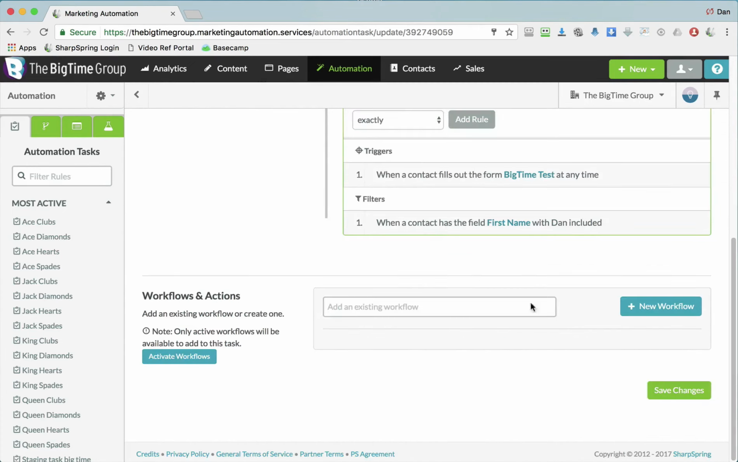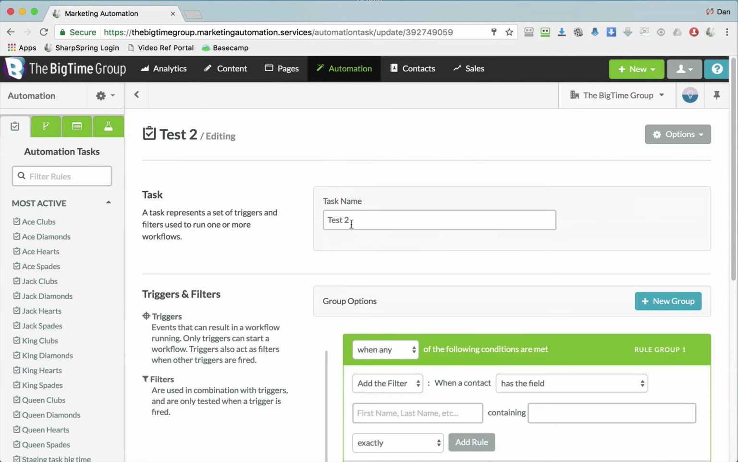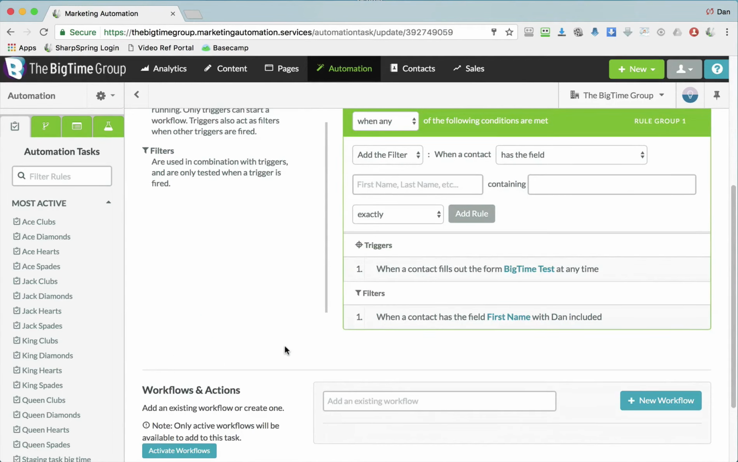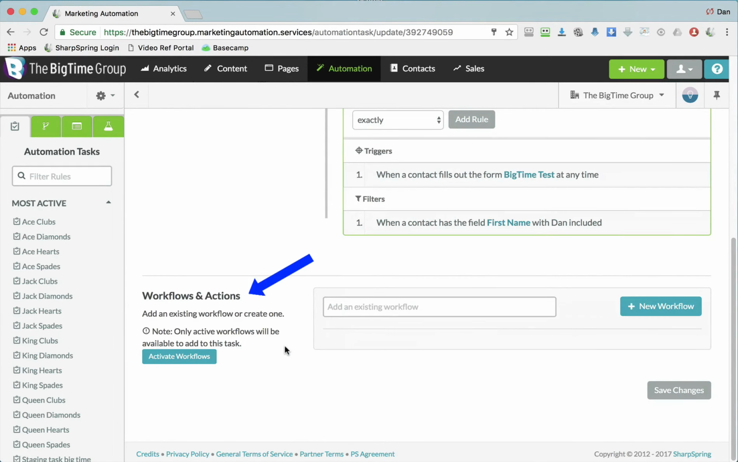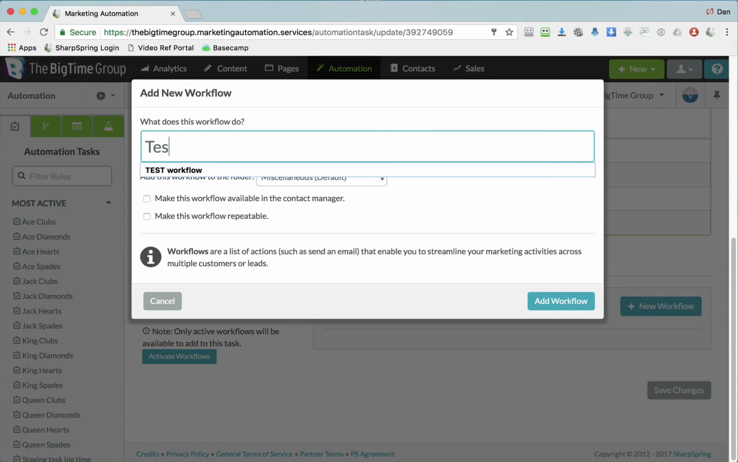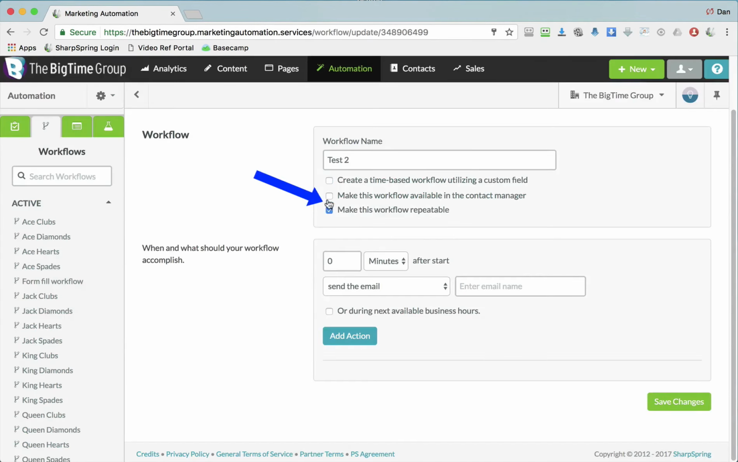And we're going to go down here and click Save Changes. So now the task of test 2 has a trigger established. Now let's get a workflow attached to it. We click New Workflow, and we'll call this Test 2. And we'll click these two. I'll go into this one at a later date.